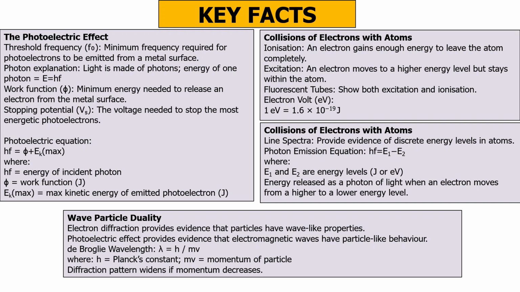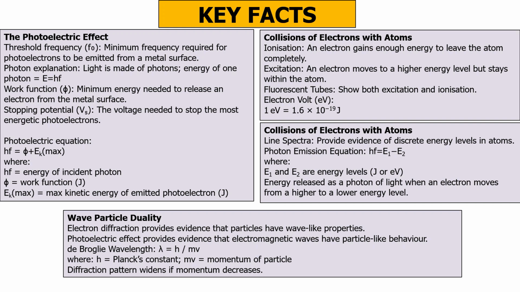When you have collisions with electrons, what you must be aware of is line spectra. That provides evidence of discrete energy levels in atoms. The photon emission equation is hf is equal to E1 minus E2, where E1 and E2 are energy levels. Energy is released as a photon of light when an electron moves from a higher to a lower energy level.